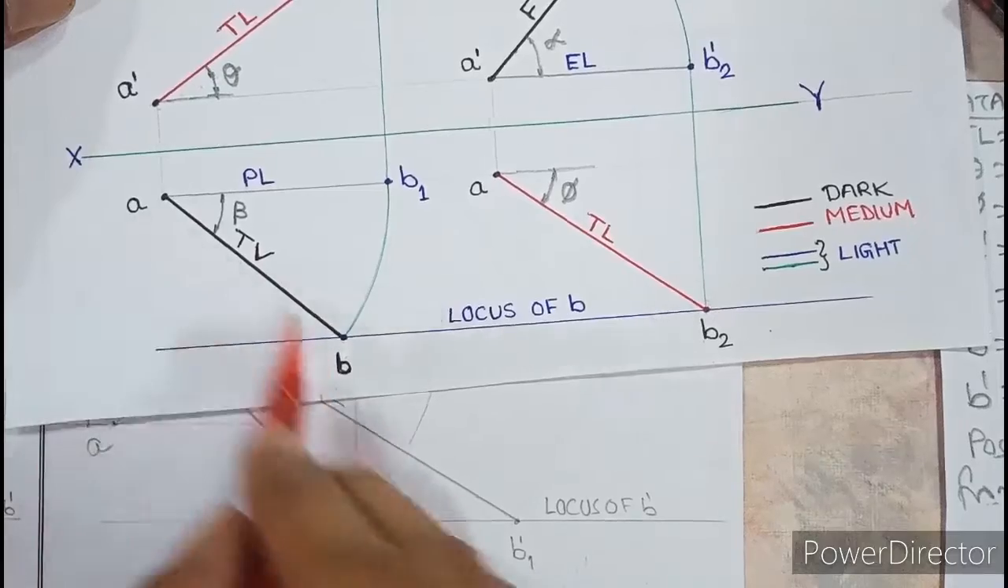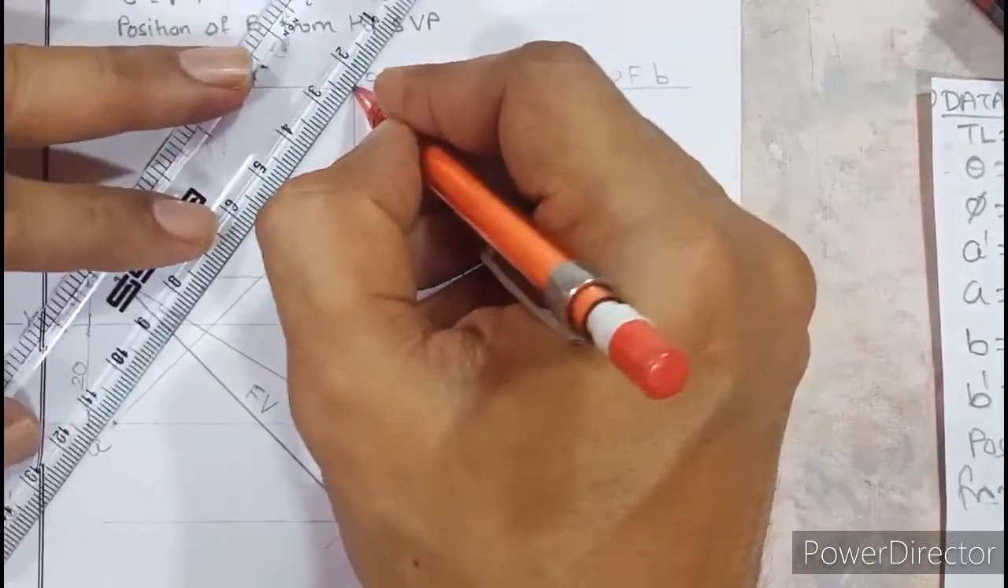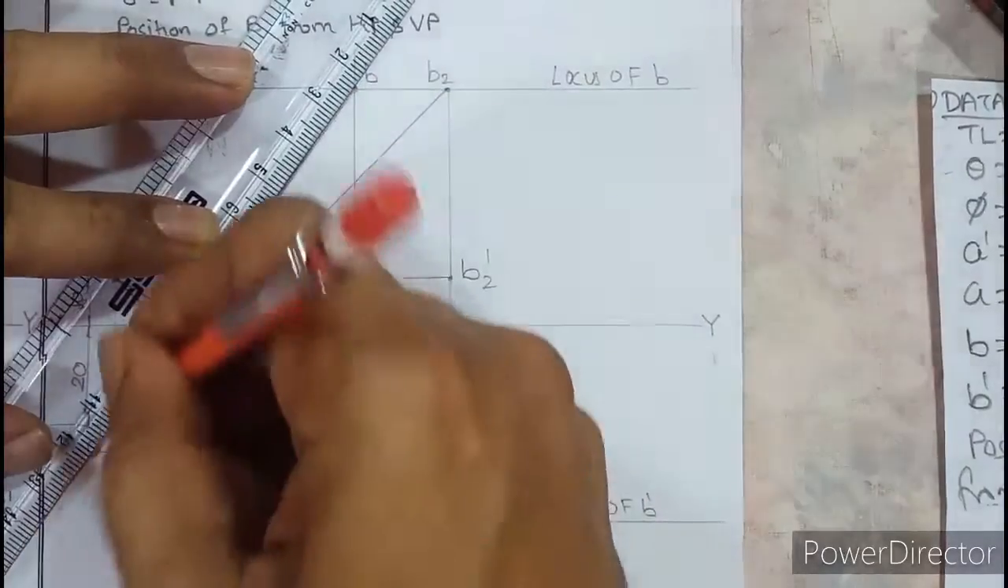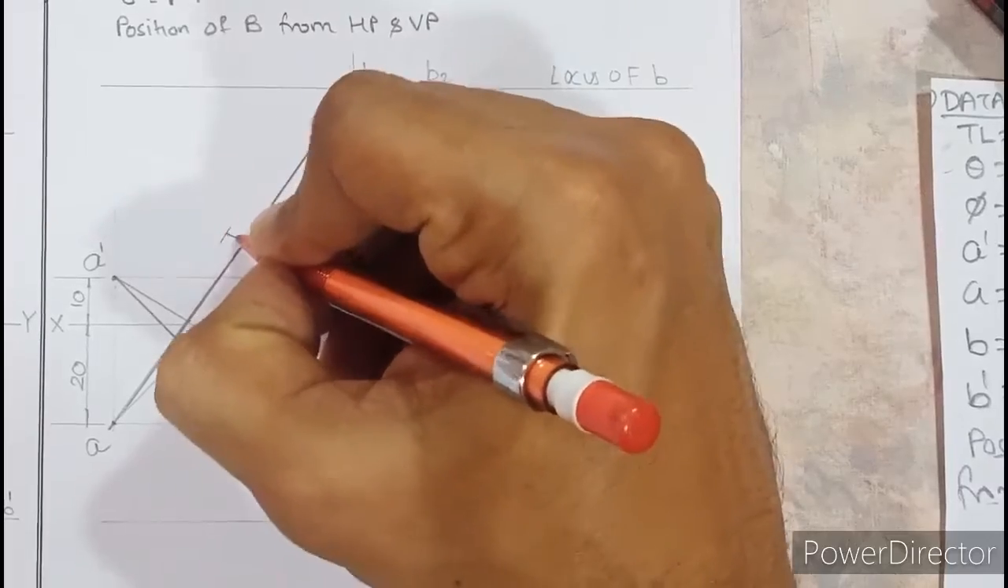Again, as per the tool, B should always be joined with A, and that too dark. So join B with A, and that too we need to draw dark. Okay, and AB is called the top view of the line, write TV above.